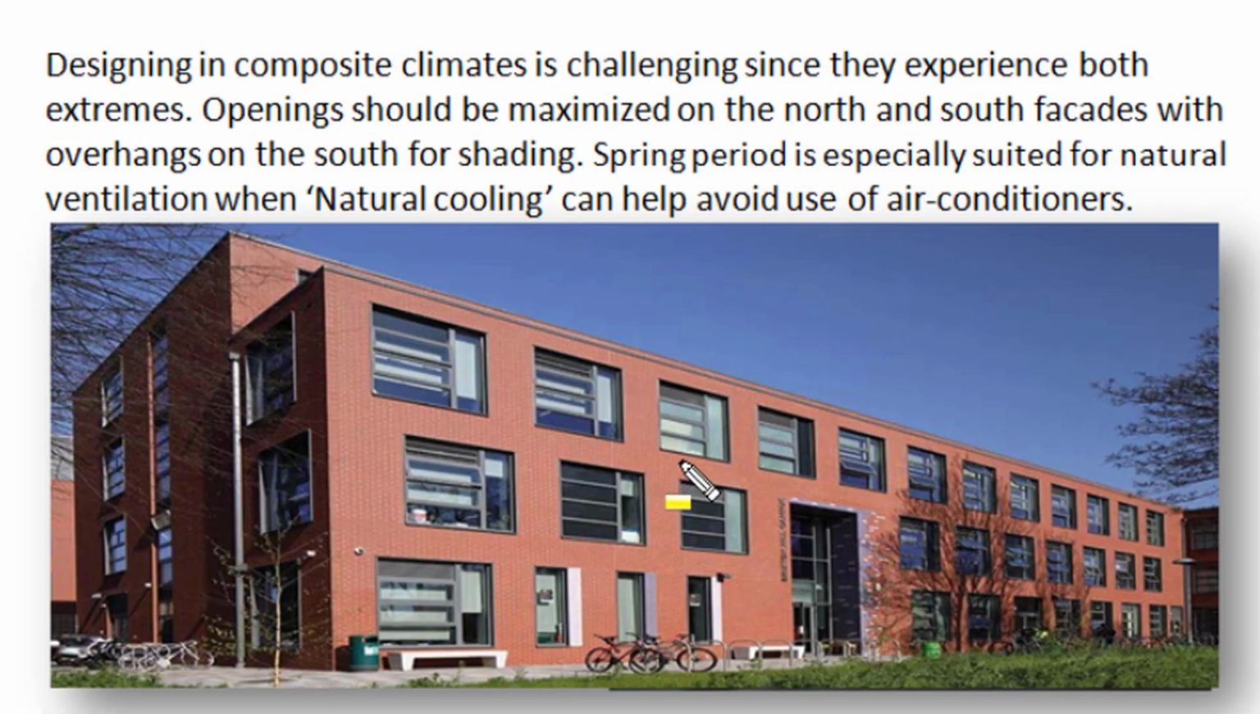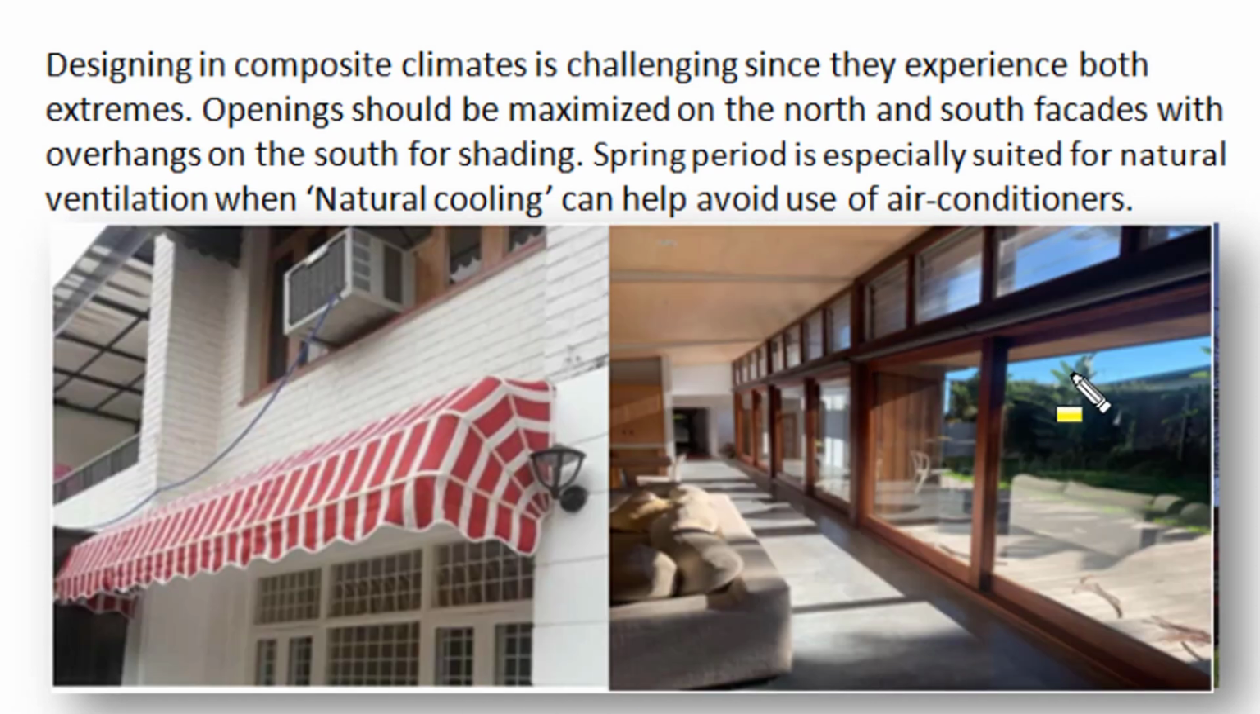Designing a building fenestration for a composite climate is a challenge since the building experience both extreme hot condition in summer and extreme cold condition in winter. The spring period in between summer and winter is especially suited for natural ventilation, where natural cooling without use of air conditioning can be used. But for other extreme conditions, we should provide maximum opening in north face and south face and in southern face to avoid direct penetration of solar radiation inside the working space.